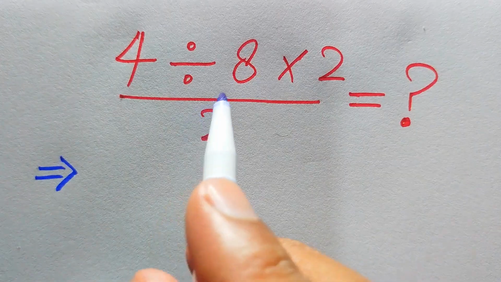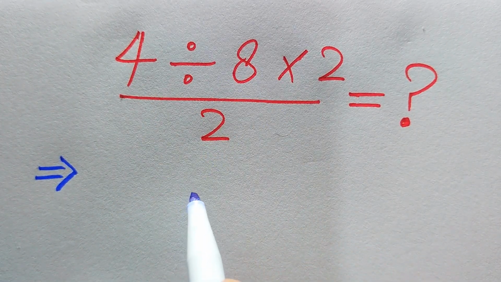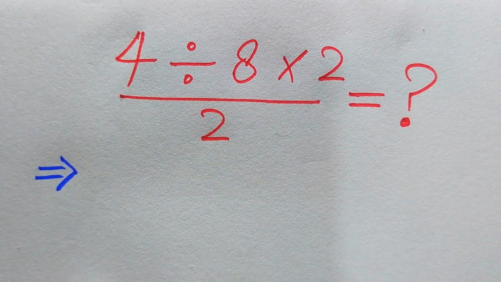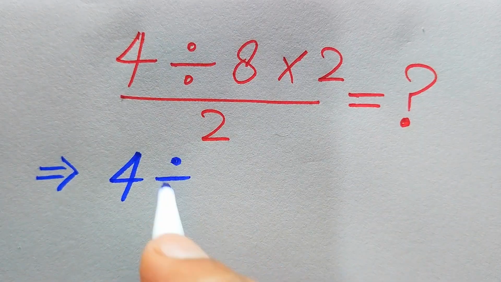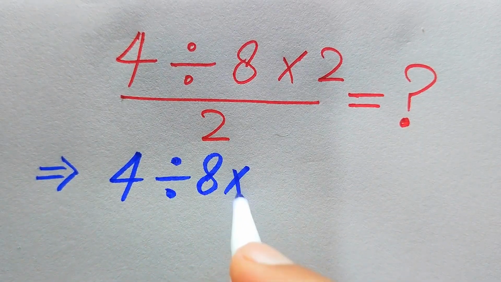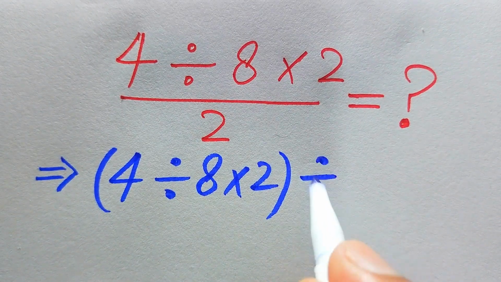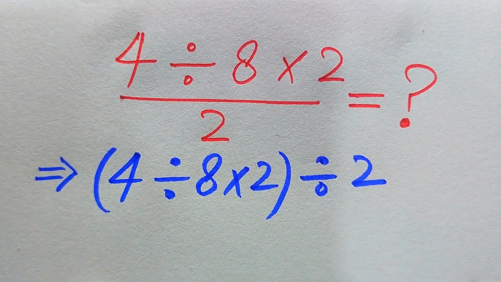So here first we write this algebraic expression into one single line in which we can combine the numerator and denominator. So we write this expression in this form: 4 divides 8 times 2, and this is divided by 2. So we write our given question statement in this form.